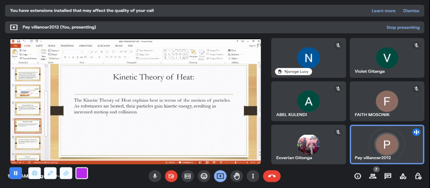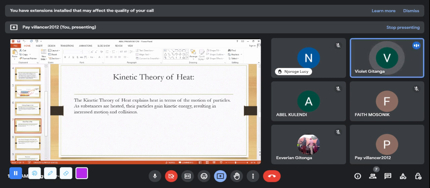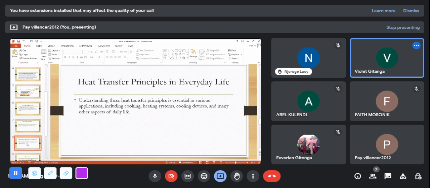Can we have Violet taking us through the kinetic theory of heat? The kinetic theory of heat explains heat in terms of the motion of particles. As substances are heated, their particles gain kinetic energy, resulting in increased motion and collisions. That's correct.